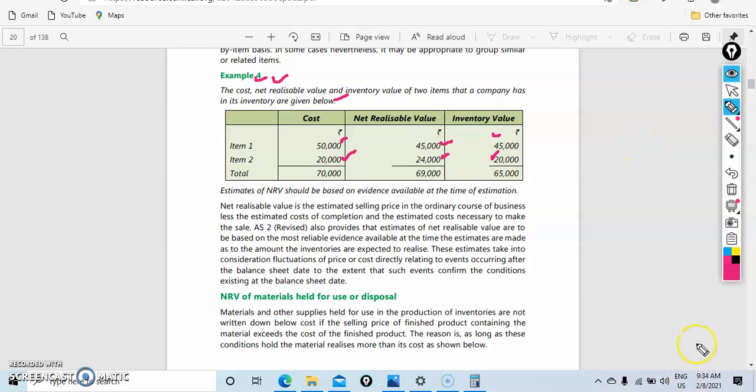So what we have to do is, for these two items, cost and NRV are both given. As per AS 2, whichever is lower we should take. Here, 50 or 45, whichever is lower, 45. The inventory value is 45. Then 20 or 24, whichever is lower, 20. Then the value of the closing stock will be 65,000. So it is a very easy question.